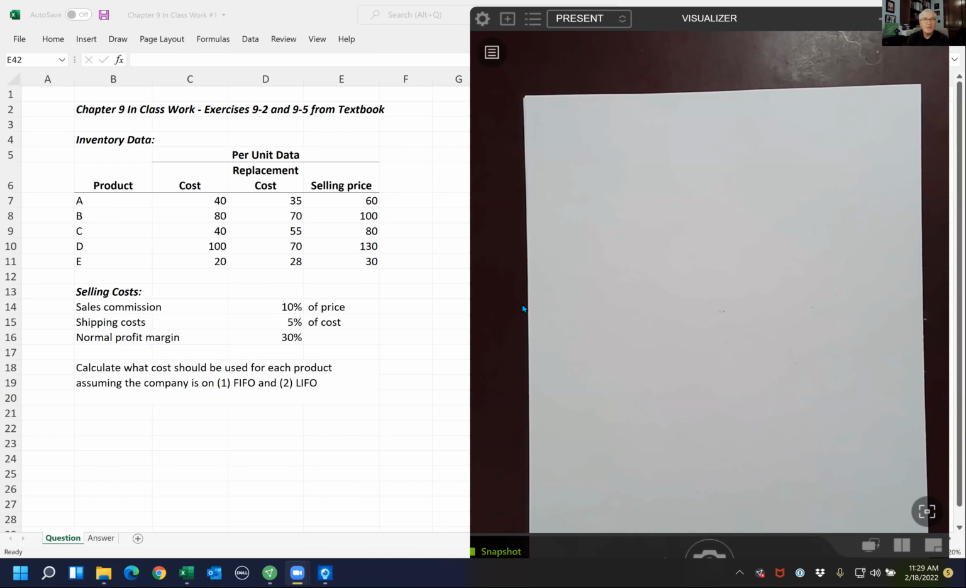Okay, so here's the first problem, and this is going to be the lower of cost or market, or lower of cost or net realizable value, depending on whether you're on FIFO or LIFO. They are different. So with that, I'll let you pause and go work it, and then when you come back and restart the video, I'll work it.